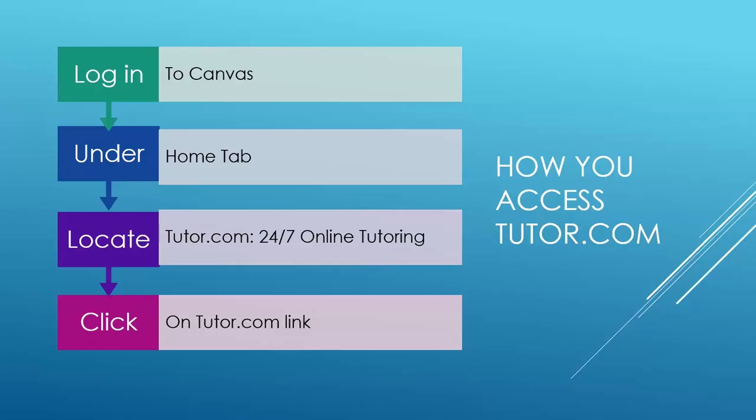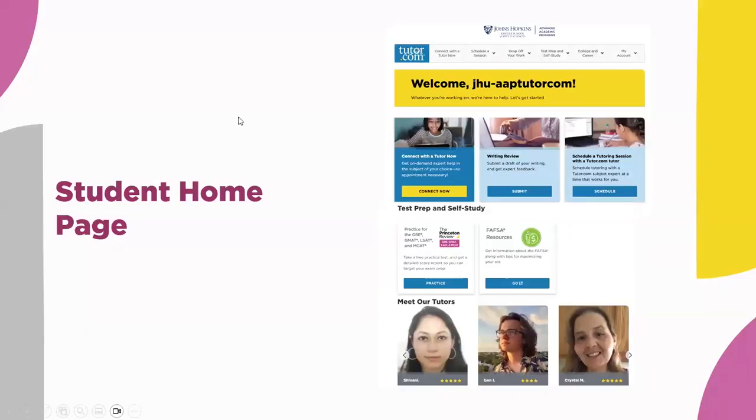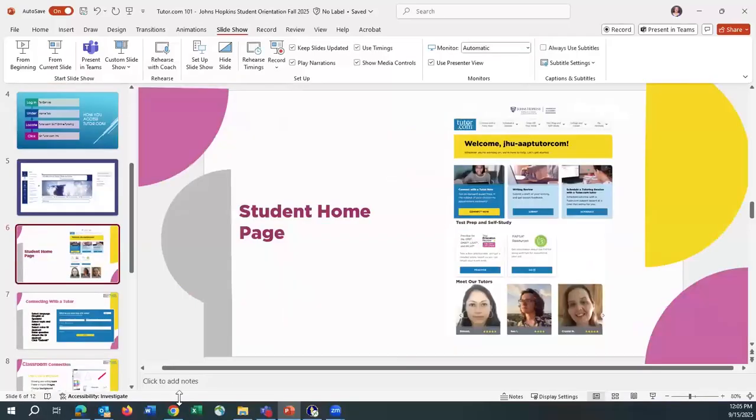To access your Tutor.com program, you'll log into your Canvas account, and then you would go under your Home tab, locate the link that says Tutor.com 24/7 online tutoring, and click on the Tutor.com link. This is what it looks like in Canvas for you, and this is where you would go: Tutor.com 24/7 online tutoring. Once you do that, you will launch into your page, and I'm about to show you what that looks like live for you.